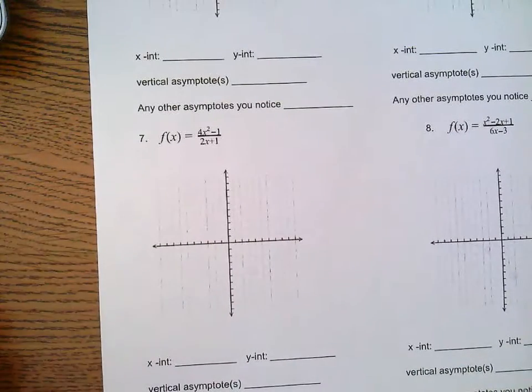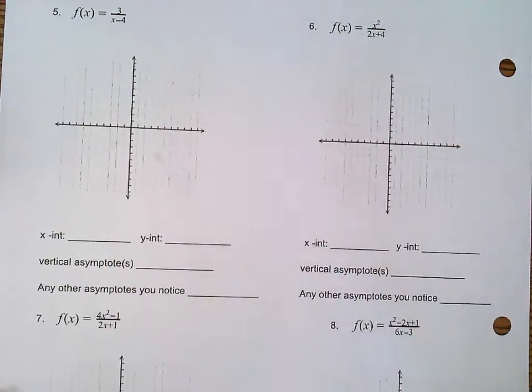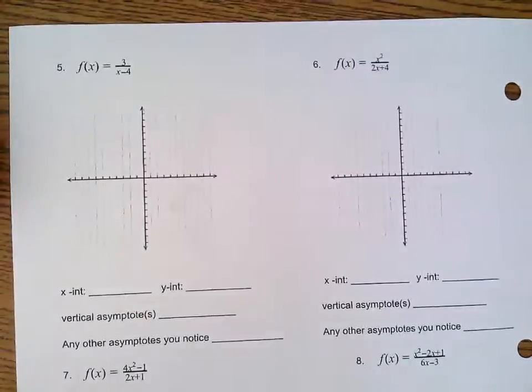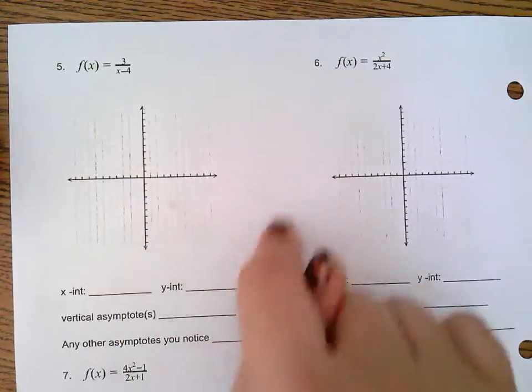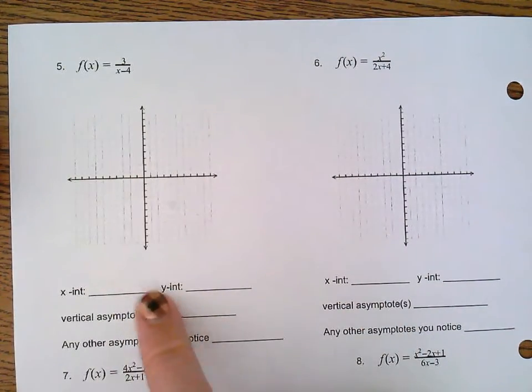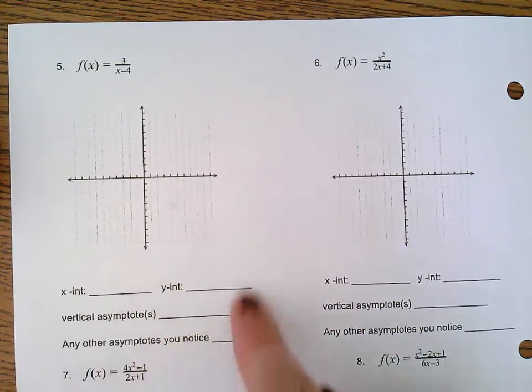You're going to try the back page now. So, you know, question 5, 6, 7, and 8, put them in your calculator. Sketch what the graph looks like. It doesn't have to be exact. See if you can think about the x and y intercepts and asymptotes.